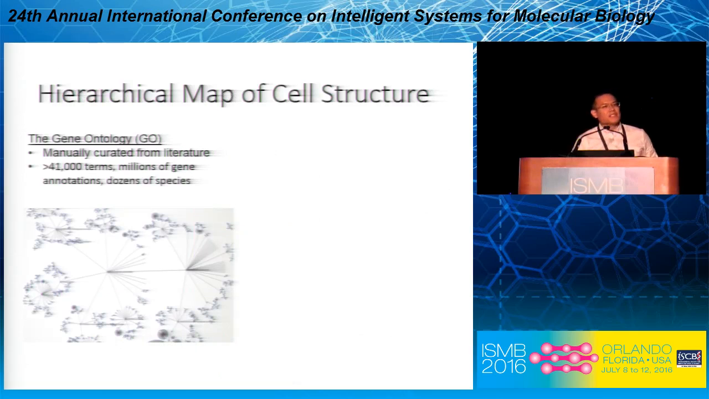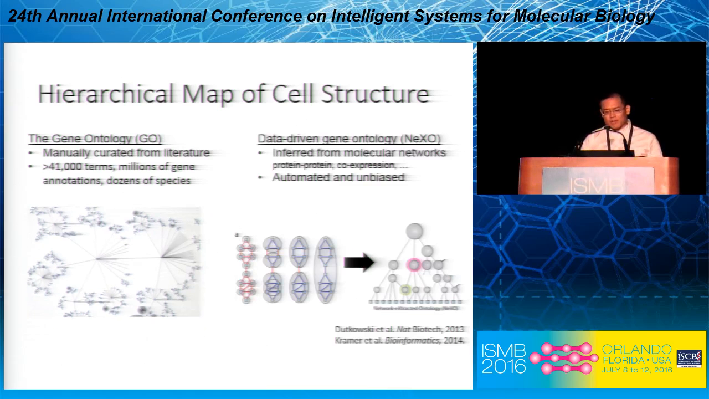As hierarchical maps of cell structures, we use two databases, or two sources of information. The first is the gene ontology, which many of you know is a manually curated database that consists of thousands of different terms with millions of annotations to genes across dozens of species. And this is just a global view of the hierarchical structure of the gene ontology.